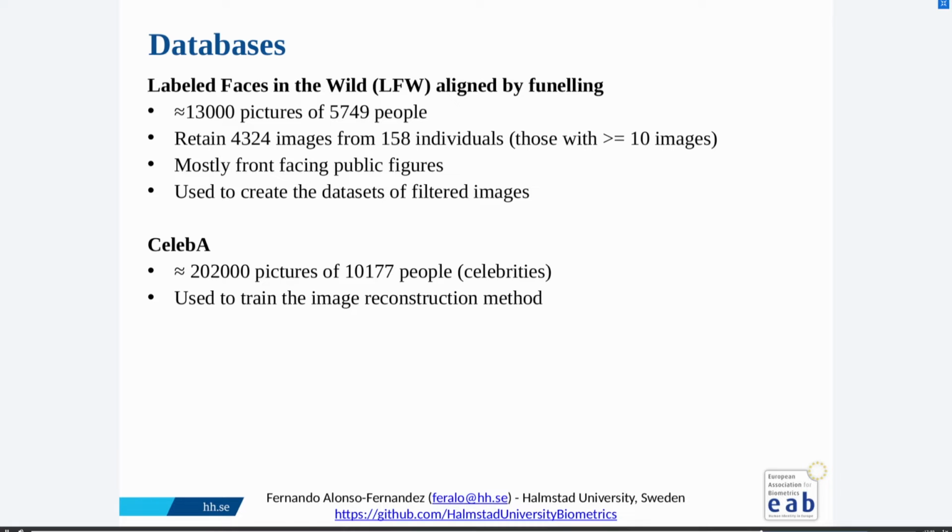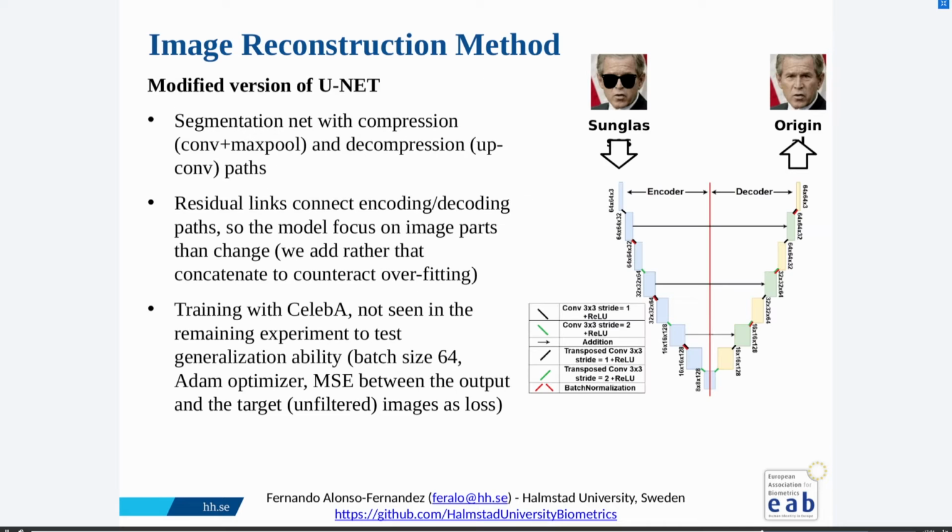And we have also employed the Selfie database to train the image reconstruction method that I will explain in the next slide. So we have applied to the images that contain sunglasses a UNet architecture, a modified version. This UNet architecture was proposed for image segmentation. You present one image as input, and it produces a segmented version. We have retrained it to take an image with sunglasses and provide the original image, or try to reconstruct the image to look like the original.